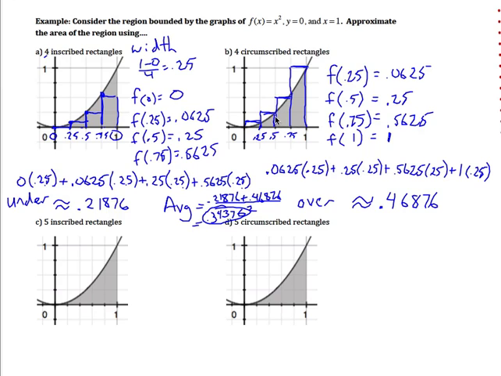Now, following our theme for today, if we increase the number of rectangles or make that delta x, or the width of the rectangles, smaller, we're going to get a better approximation. So I want you to go ahead and try this with 5 inscribed rectangles and 5 circumscribed rectangles, and then average the two answers together. Okay, so go ahead and try this on your own. If you need, you can refer back to the notes up here on how to do this. Go ahead and pause the video and then check back when you're done.